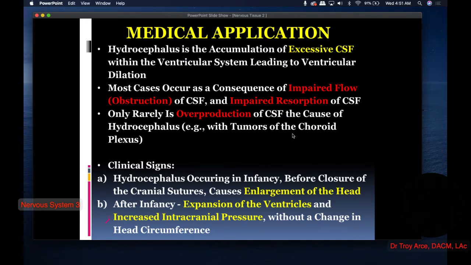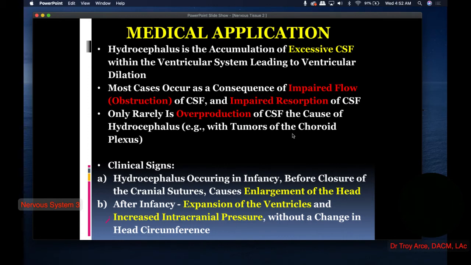The term hydrocephalus is the accumulation of excessive cerebrospinal fluid within the ventricle system leading to ventricular dilation. Most cases occur as a consequence of impaired flow obstruction of CSF and also impaired resorption of CSF, which is a failure of that venous system. And only rarely is overproduction of CSF the cause of hydrocephalus, e.g. with tumors of the choroid plexus.